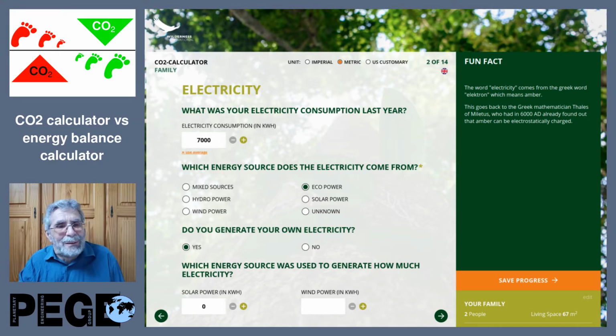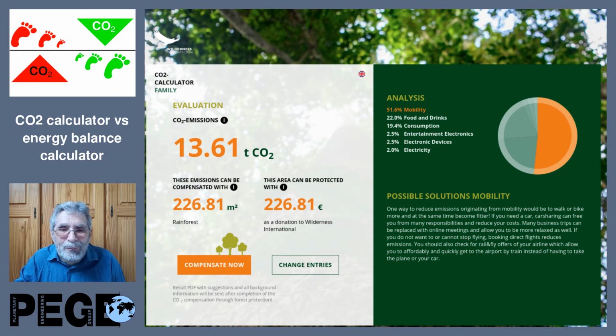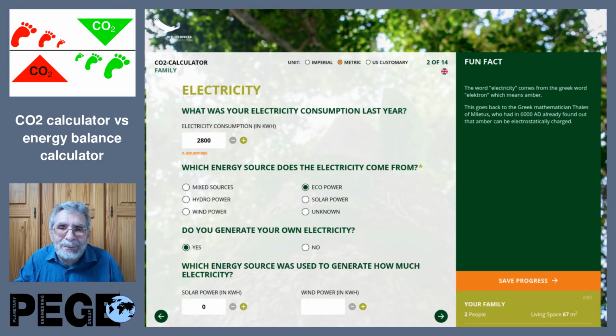Now I make a test how to reduce my CO2 footprint. Again, 7,000 kilowatt hours, and now no photovoltaic, no solar electricity, down from 33,000 kilowatt hours to zero. What will happen? Big surprise, my CO2 emission decreased because I don't produce electricity with my photovoltaic. Very big surprise.